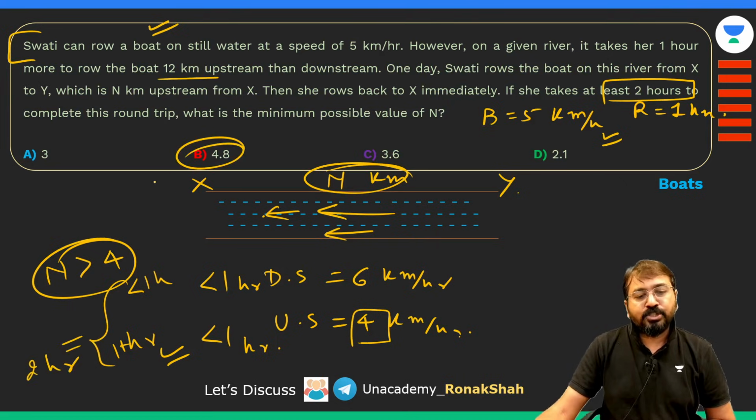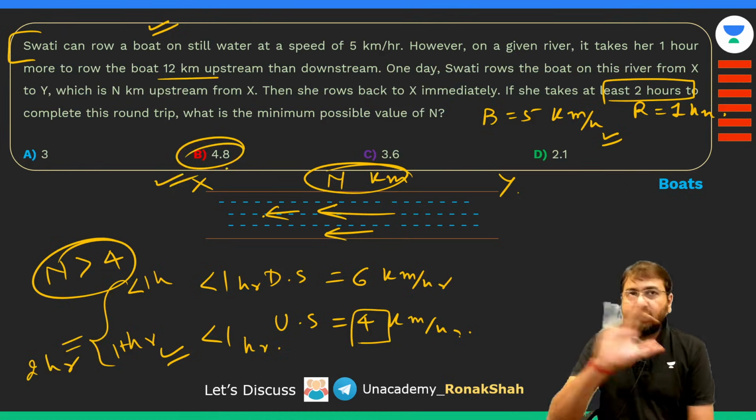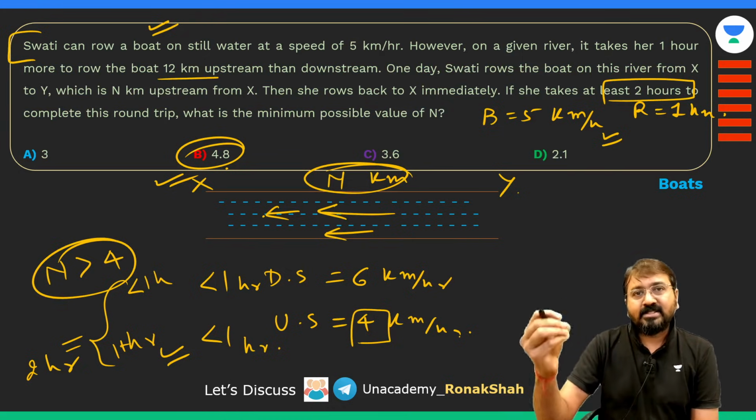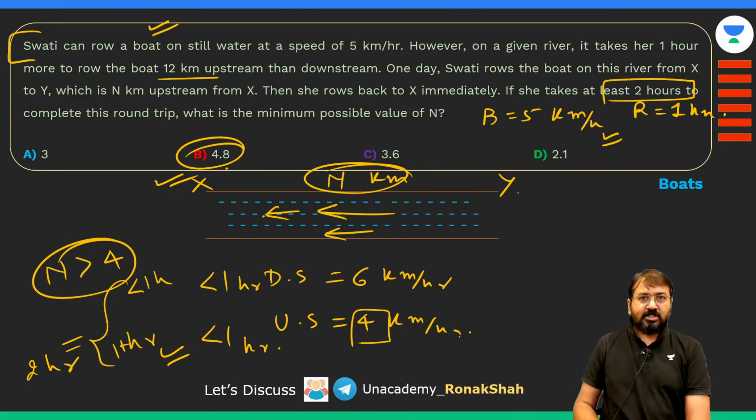There is only one option which is more than 4. You really don't need to check anything else. If you want, you can verify and you will come to know. So this is how you can save your time while solving time speed distance questions.